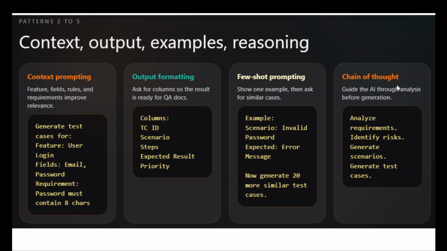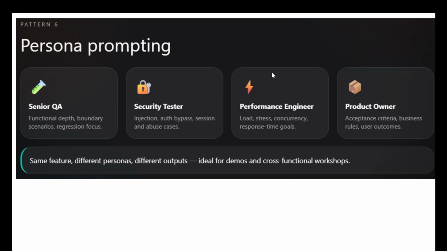Another type is chain of thought. Inside our prompt, we can ask the AI for a step-by-step thinking process, like first analyze the requirements, then identify the risks, then generate scenarios, and after that generate test cases. So these are basically one-by-one steps which can be added into the prompt. It is called chain of thought. So these are some basic prompting techniques.